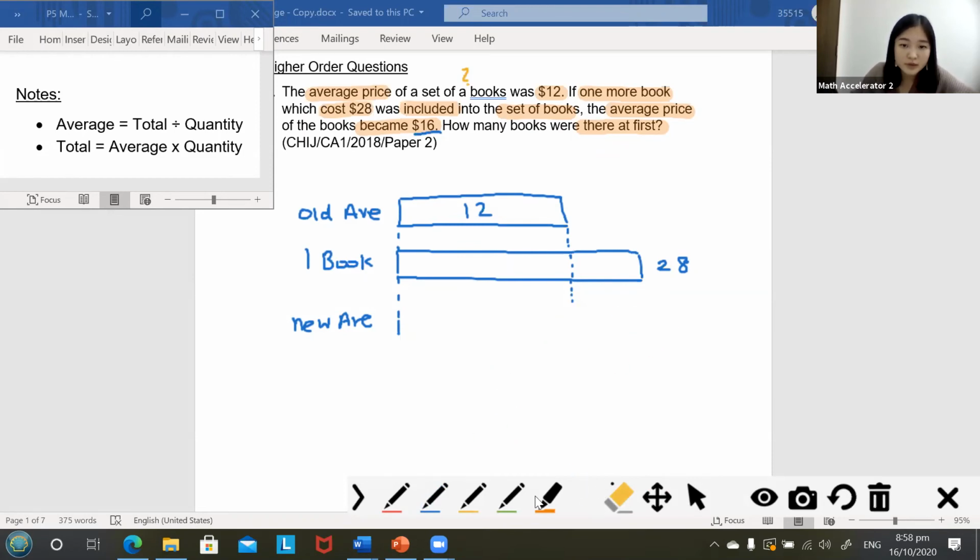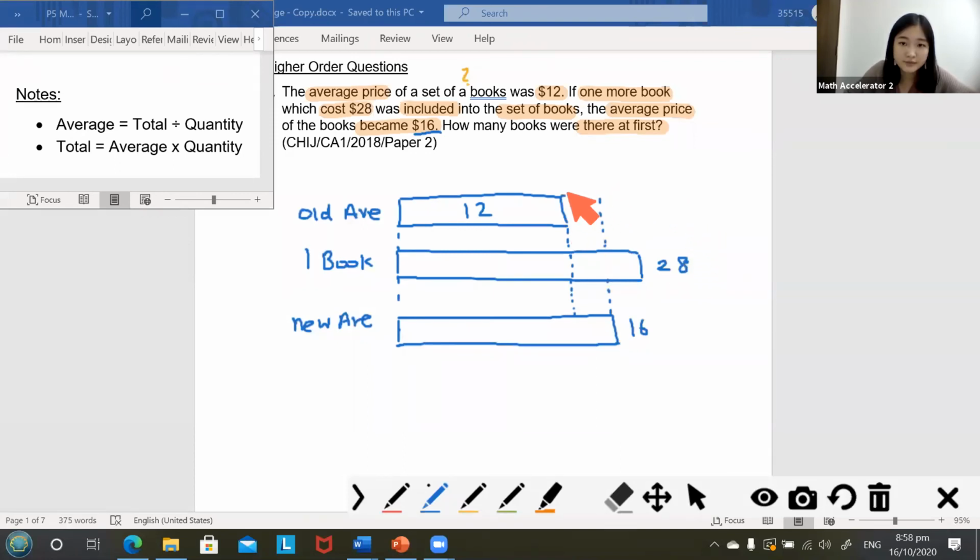Yeah, try it better. Hold on. You want it to be 12. 28, I drew too short. Okay. 16. Okay, so how much more do you need to have the old average become the new average?